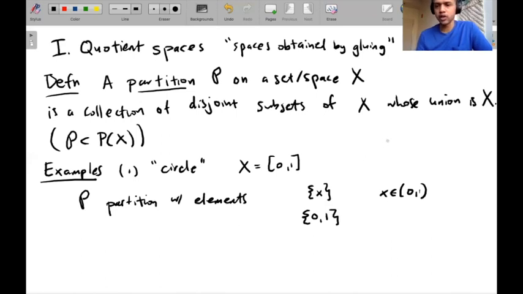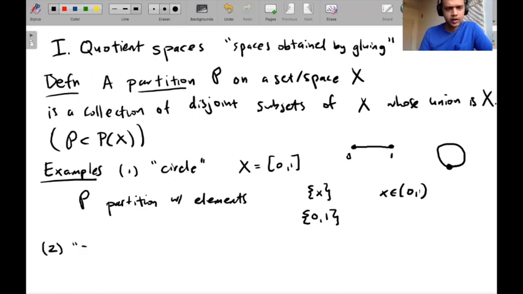So the intuition is, if I have an interval and I want to get a circle, then I can just glue 0 to 1 and get a circle like this. And so the partition is capturing the gluing. This {0,1} here is indicating that we want to glue the point 0 to the point 1. Let's see another example.